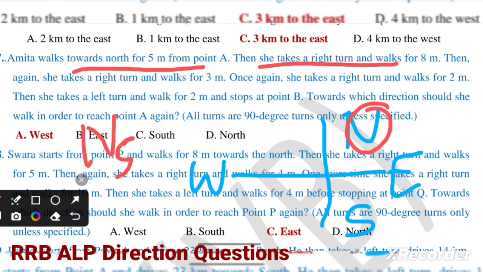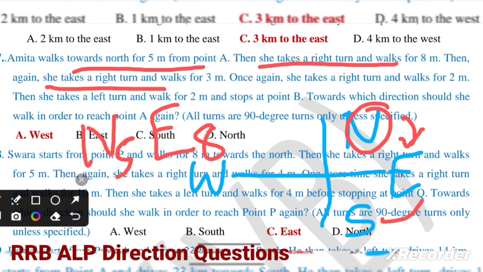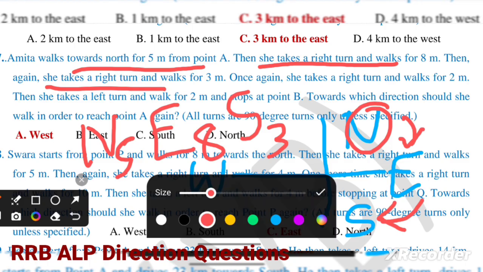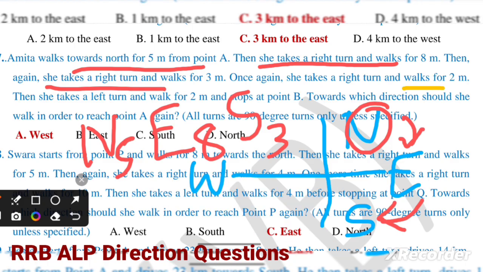So for north, right means what will you get? Clockwise, that is east. Okay. So east 8. Again then she takes a right turn and walks for 3 meters. Again right, for east it is south, that is S3. Once again she takes a right turn and walks for 2 meters. That is for south, right means west, W2.